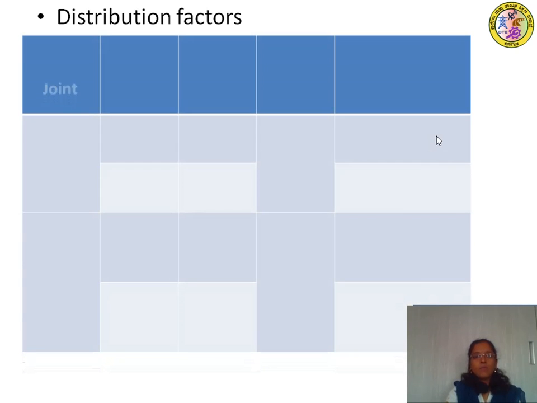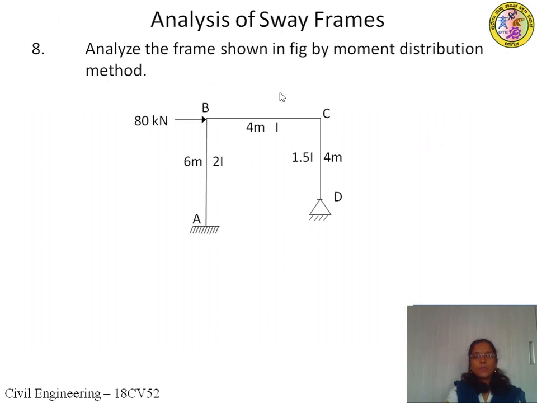Joints B and C are the intermediate joints. For B we have members BA and BC. BC is an intermediate span, so the relative stiffness will be I by L, and for member BA, A is the far end which is a fixed end, therefore the relative stiffness for BA is also I by L. At joint C, CB and CD are the members meeting. CB, because it is an intermediate member, has I by L as the relative stiffness, and for CD the far end D is a hinge, therefore the relative stiffness will be 3/4 of I by L.